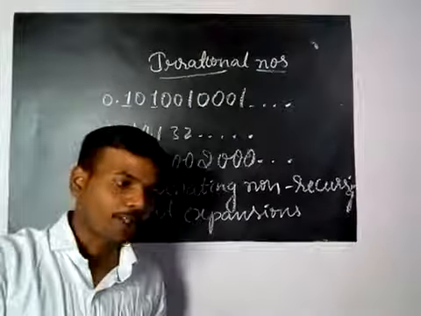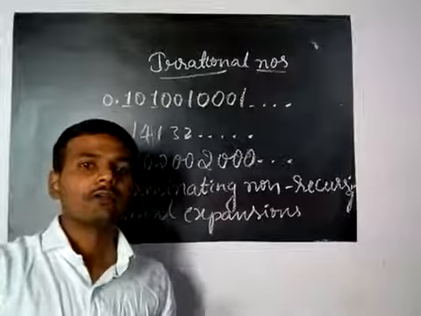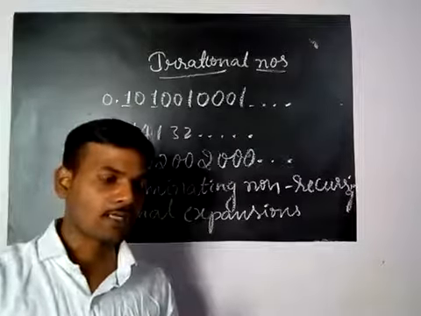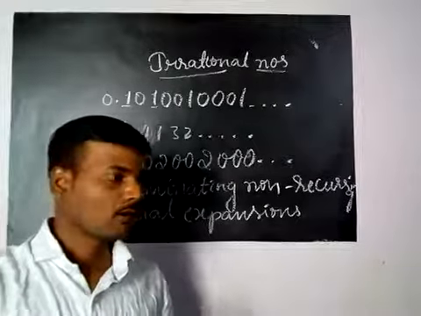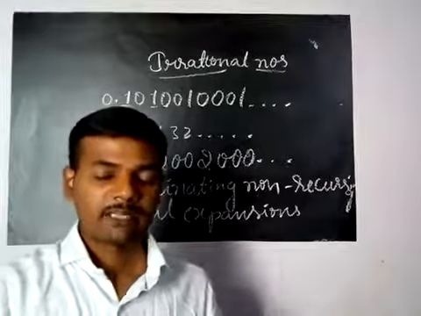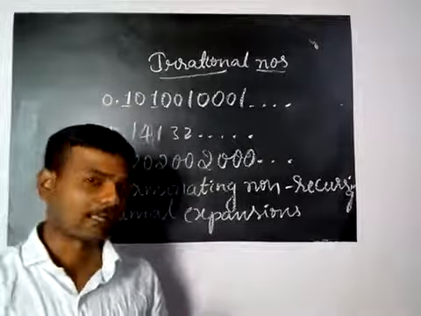So remember the point that irrational numbers have no end for the digits after the decimal point. The numbers with non-terminating, non-recurring decimal expansions are known as irrational numbers. Irrational numbers always have non-terminating, non-recurring decimal expansions.